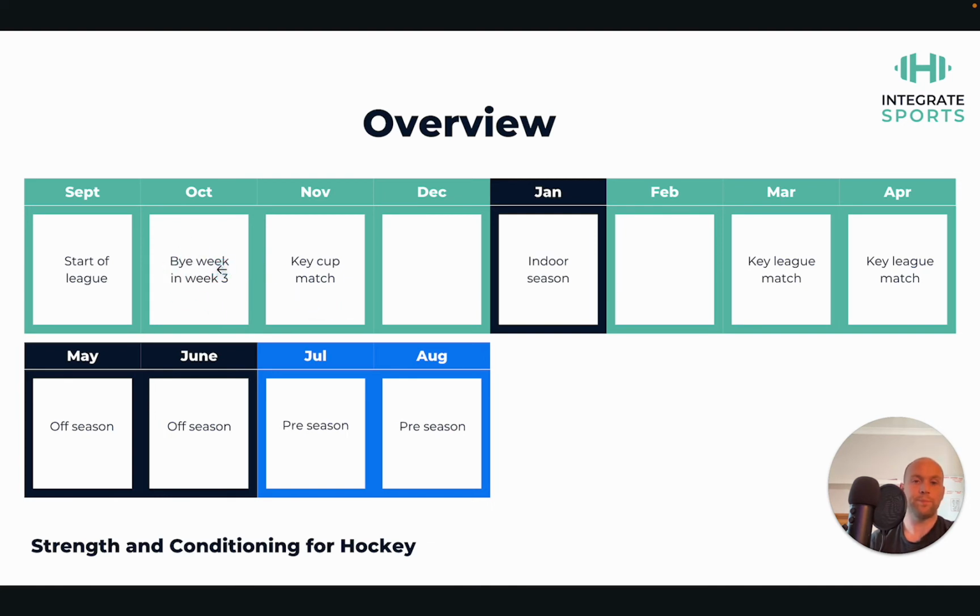So what this does is it gives us probably 4 or 5 phases. We've got our initial in-season block, a mini off-season, another in-season block, another off-season, another pre-season block. And so our approach can differ based on that.